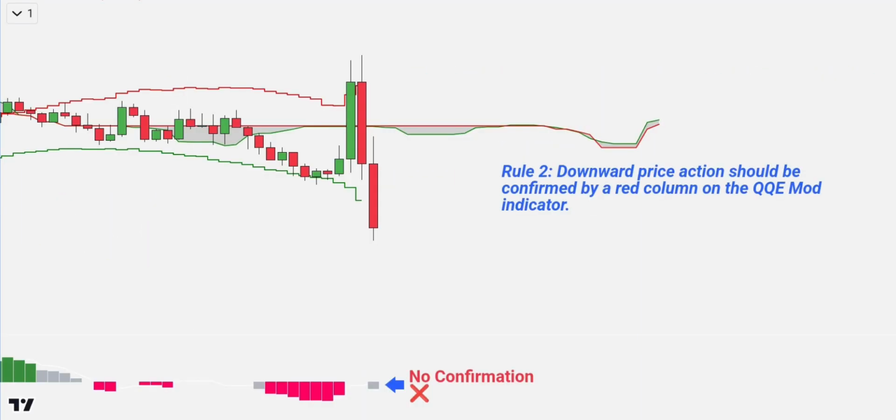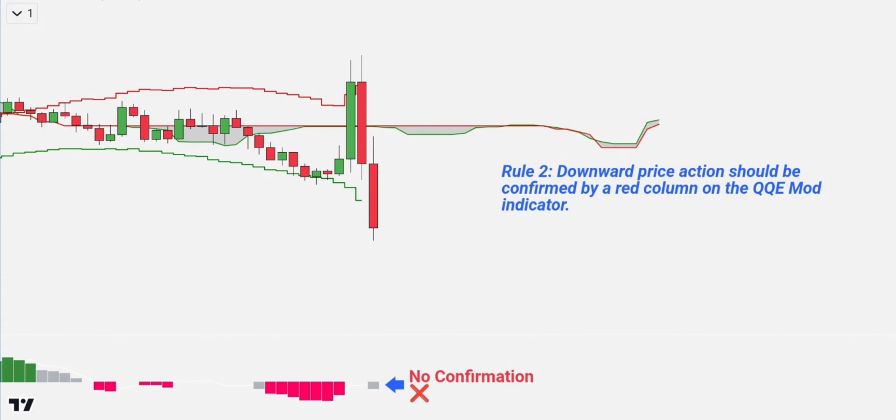Short position Rule 2. Confirmation with QQE mod indicator. Objective: validating price action for strong short positions. Condition: look for a red column on the QQE mod indicator when considering a short position. This rule serves as a crucial confirmation step in our trading strategy.